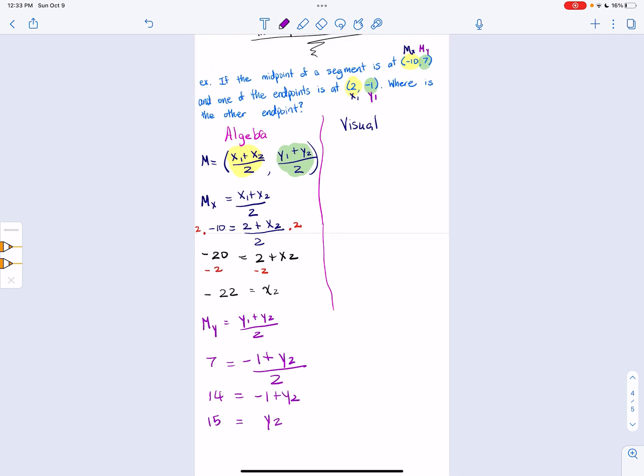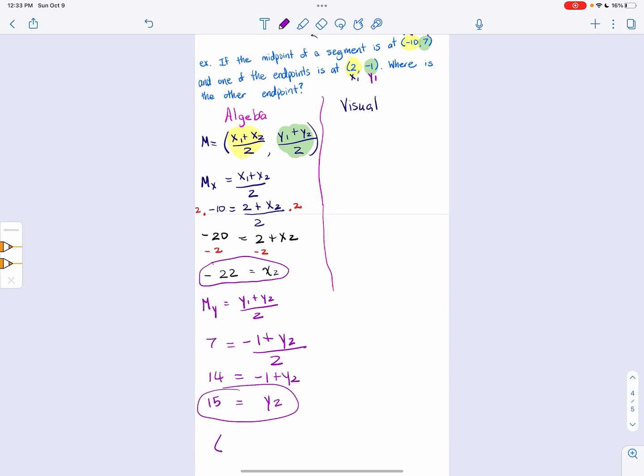So now we have both of our answers. We have our x2, we have our y2. We see that the coordinates of the other endpoint are negative 22, x first, comma, 15, y next. And that's our answer, and that's how we do it algebraically. At this point, you can stop the video and move on if you like the algebra and you don't want to see the visual. Feel free to shut me down. However, if you're not a fan of algebra and you want to see an alternate way, keep watching.